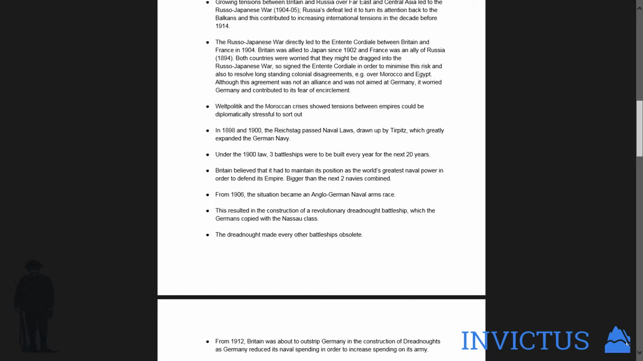So, growing tensions, as we can see here, and the various mini crises before the July crisis, such as here Weltpolitik and the Moroccan crisis, showed tensions between empires could be diplomatically stressful to sort out. Now that the various empires have gained the prestige, power, and money, and firepower, they would always want to say that they are right when faced with the situation.